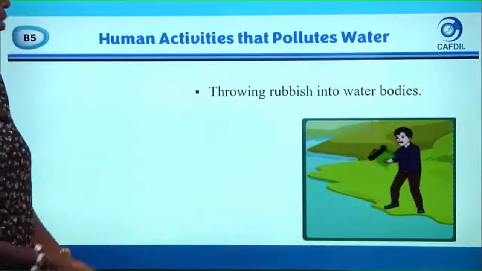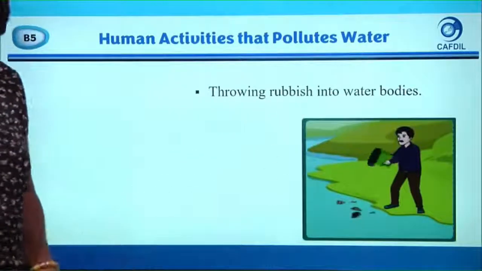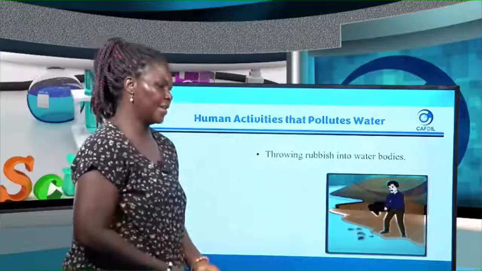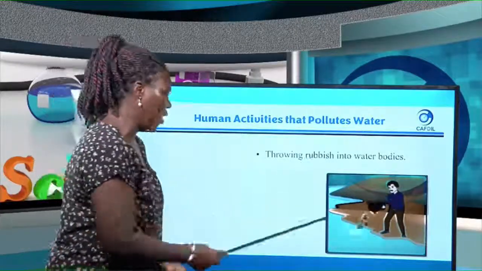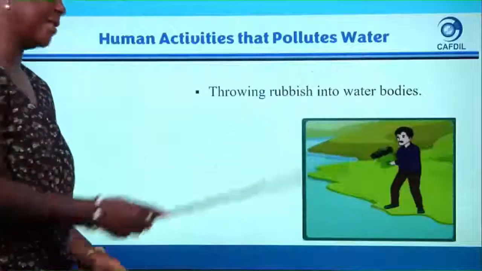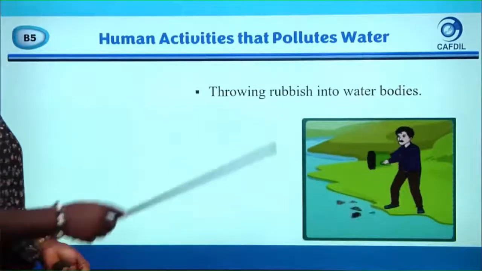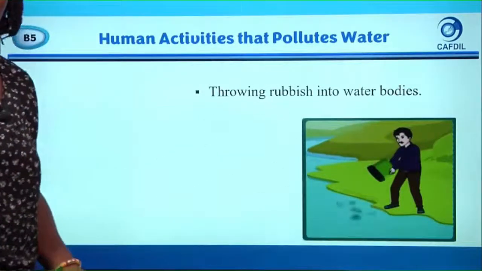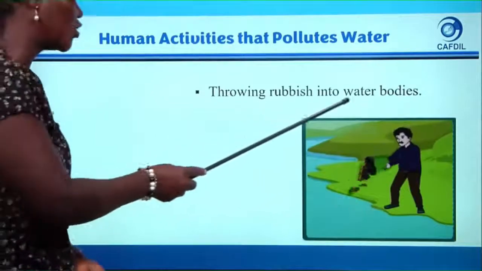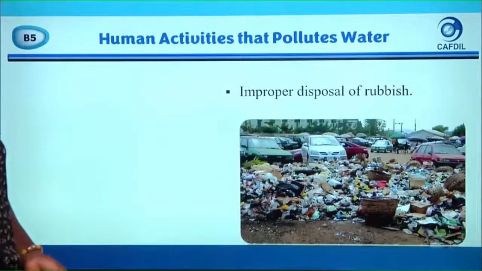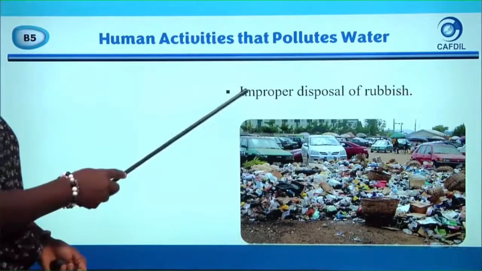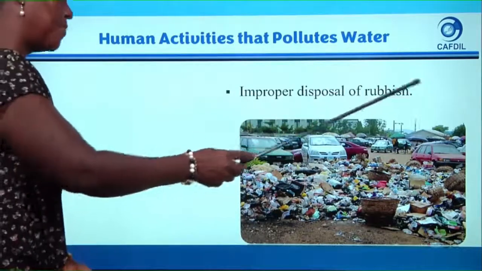We can't drink this water because of the rubbish. We can't use it for washing. We can't use it for anything. Even when you use it, if you don't know and you go and fetch this water, when you send it to the house and you drink, you will fall sick. So throwing rubbish into water bodies. The next one is improper disposal of rubbish.